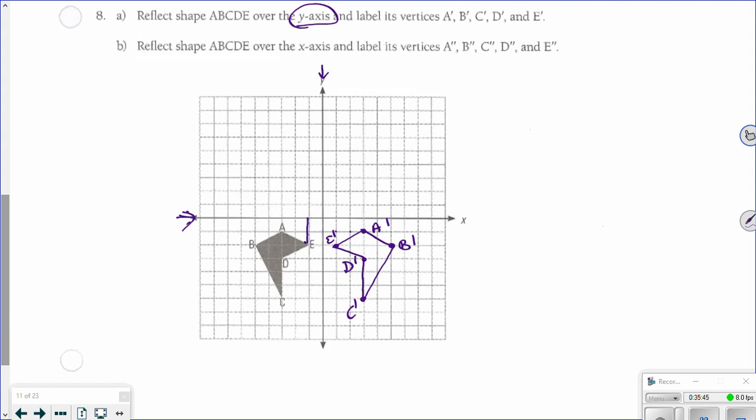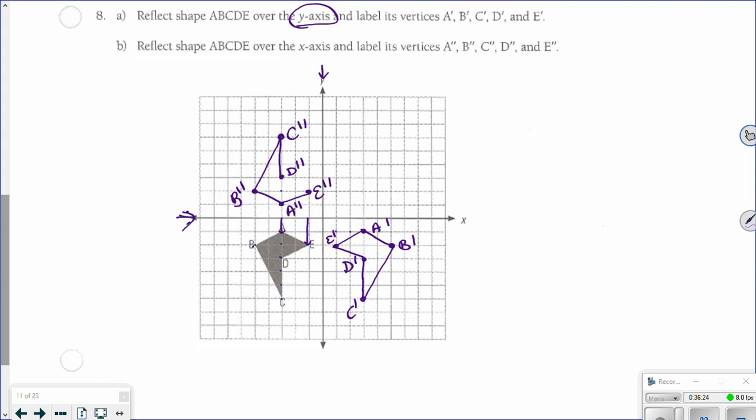So to get to E, I had to go down 2, which means my new E is going to be up 2. A was down 1, so I'm going to go up 1 to get to the new A. B was down 2, so in the same line I'm going to go up 2. D was down 3, so I'm going to go up 3. And C was down 1, 2, 3, 4, 5, 6, so I'm going to go up 6. Up there.